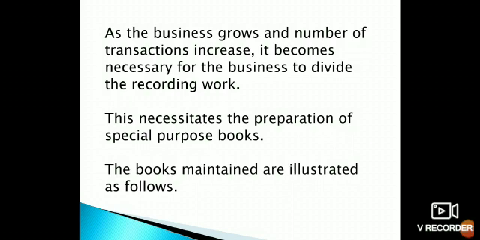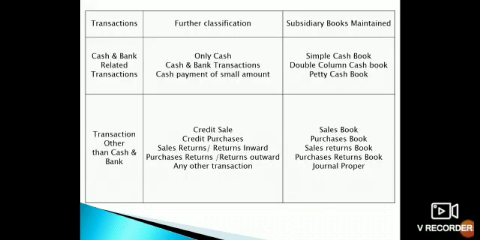So the number of transactions increase and it becomes necessary for the business to divide the recording work. This necessitates the preparation of special purpose books or subsidiary books. The books maintained are illustrated as follows. See how the subsidiary books are maintained.